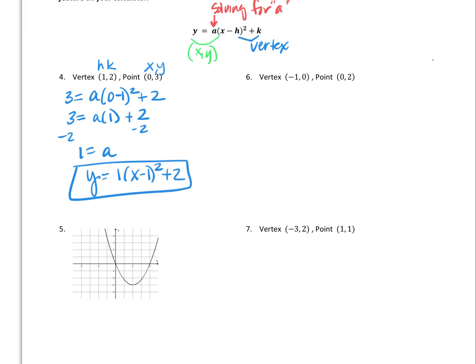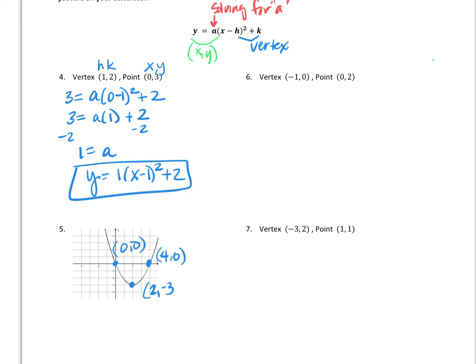All right, let's look at number 5. It looks a little different. It didn't give us exactly the vertex and the point, but it does give us a graph. So we can figure this out. Here's my vertex. My vertex is 2, negative 3. And I can pick any point I want. I can pick this point right here at 4, 0, or you could pick the 0, 0 point. Either way, you can use them to solve for a.